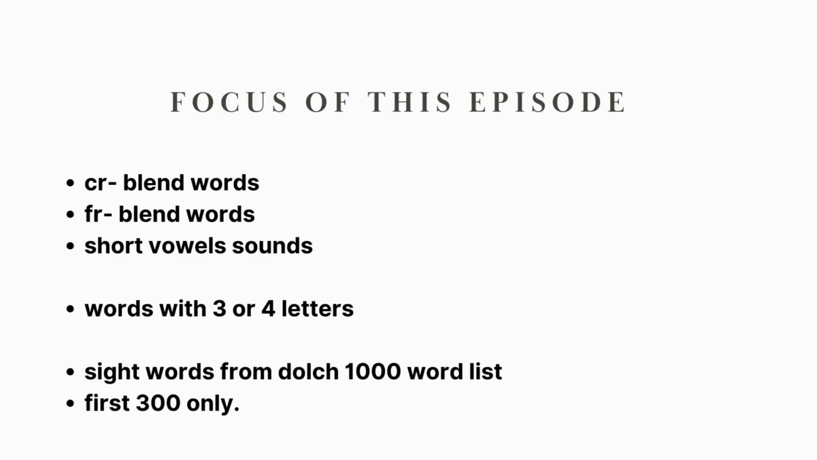Okay, so the focus of this episode will be specifically words with a CR blend at the beginning, and FR blend at the beginning. We will also have all short vowel sounds. We will only have words with 3 or 4 letters, and we're going to be using sight words from the Dolch 1,000 word list. To make sure that it is decodable, we are using only words selected from the first 300 in the Dolch sight word list of 1,000.